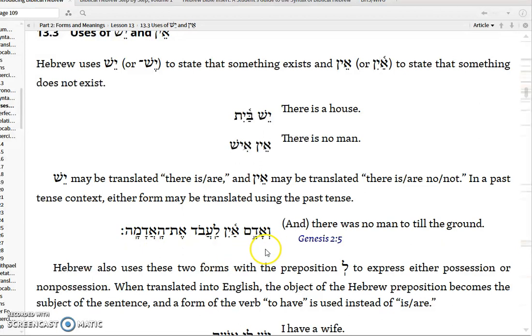There was no man. Normally it would be ein adam, but it chose to do a different word order, and it gave you the more absolute form of ayin. But it means a man did not exist to till, to work the ground.